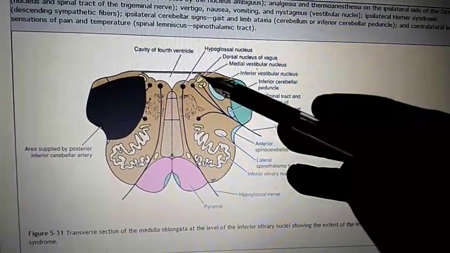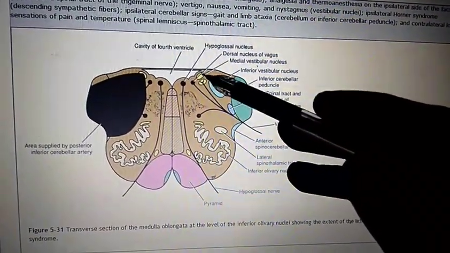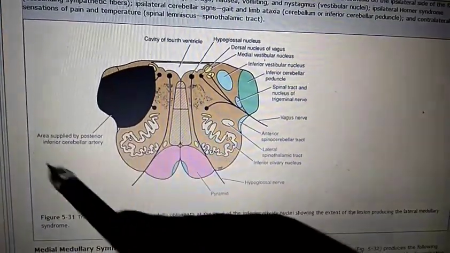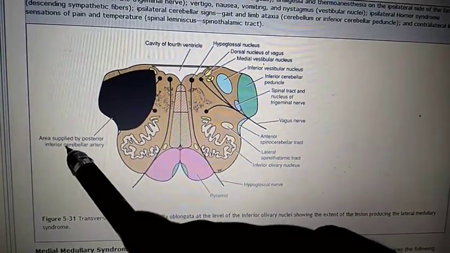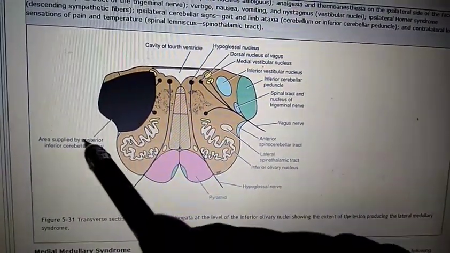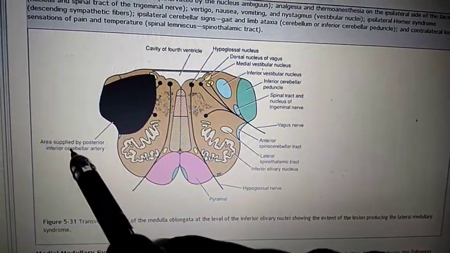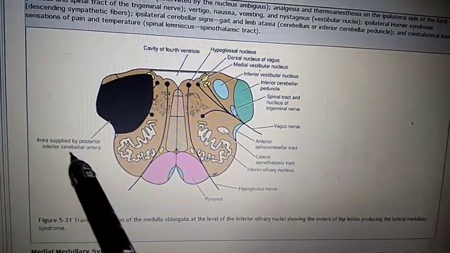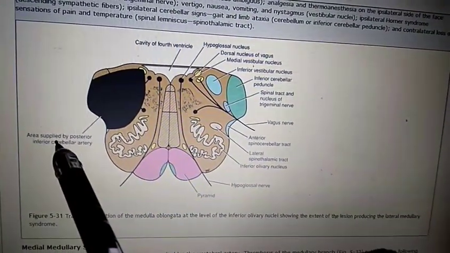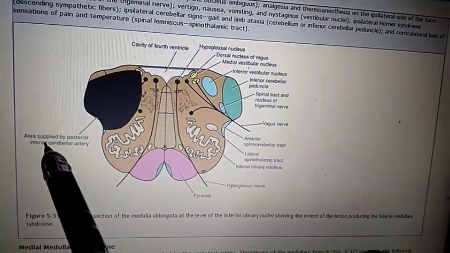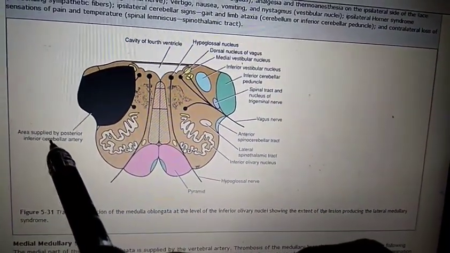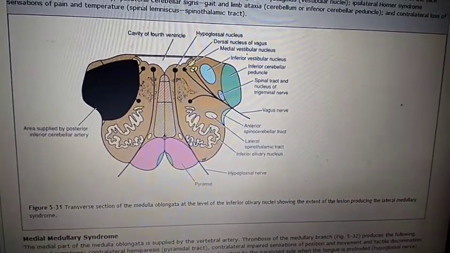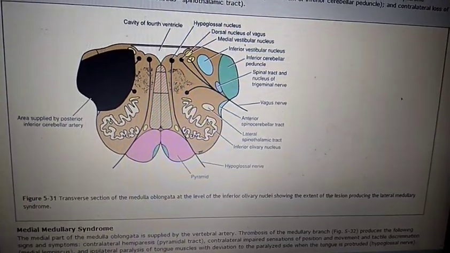Damage to vestibular nuclei leads to giddiness, and as this posterior inferior cerebellar artery also supplies posterior part of inferior surface of cerebellum, thrombosis of this artery leads to cerebellar symptom which is known as ipsilateral cerebellar ataxia. In this ipsilateral cerebellar ataxia, there is loss of coordination of balance, gait, extremity, and eye movements.